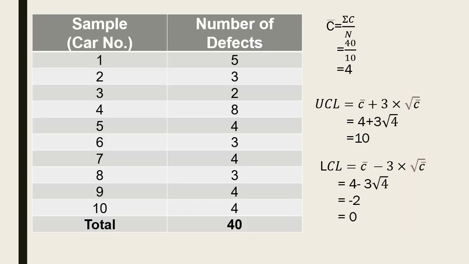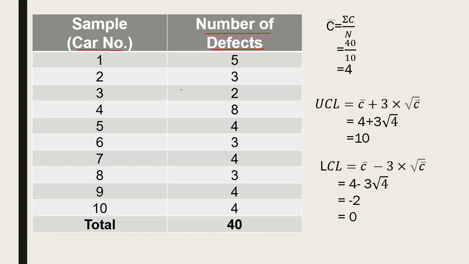Here we have taken one example. There are 10 samples of cars that we need to investigate, and in these 10 samples we have found a number of defects. So two columns are given. The first column is the car assembly that we have inspected, and the second column is the defects occurring in that particular car assembly.